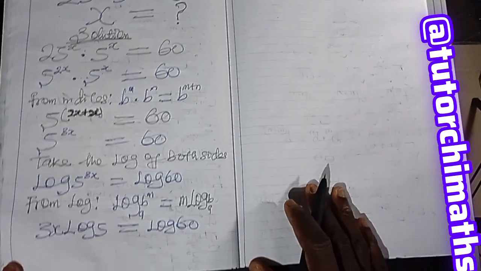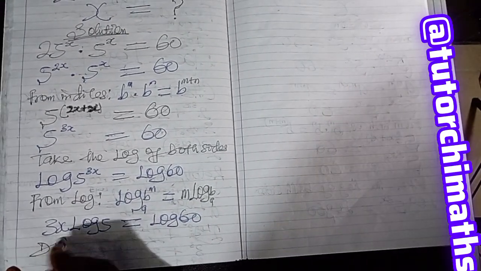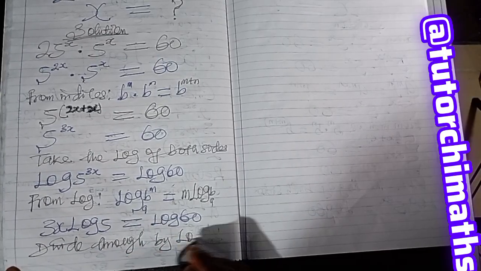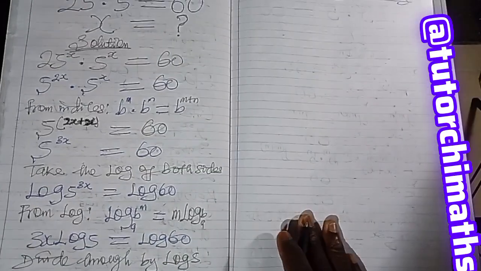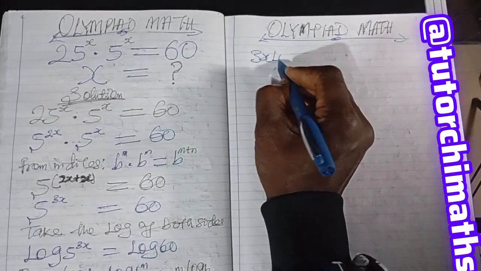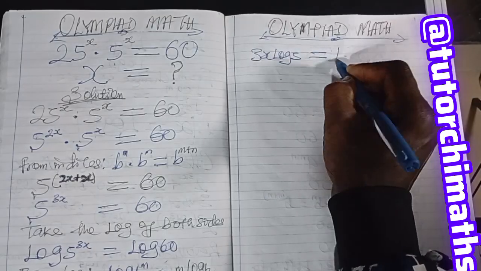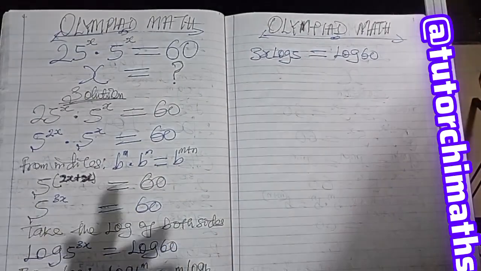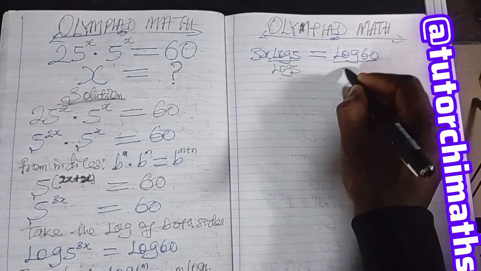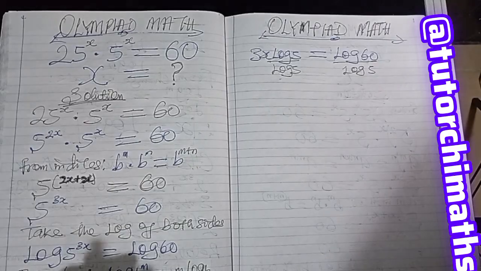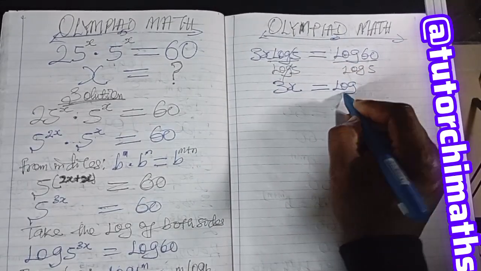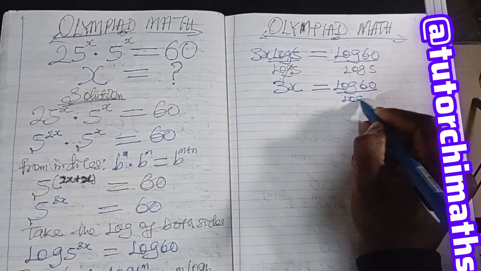Good. Now divide through by log 5. Remember, we have 3x log 5 is equal to log 60. So dividing through by log 5, we have 3x log 5 divided by log 5. Good. This can cancel. We now have 3x is equal to log 60 divided by log 5.